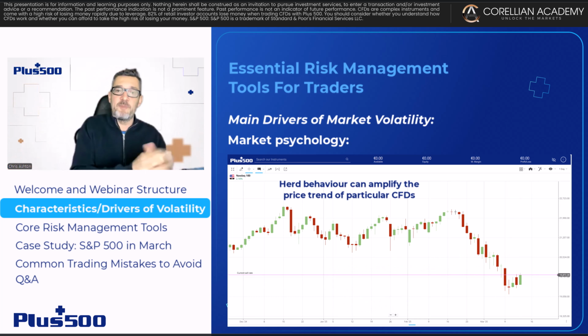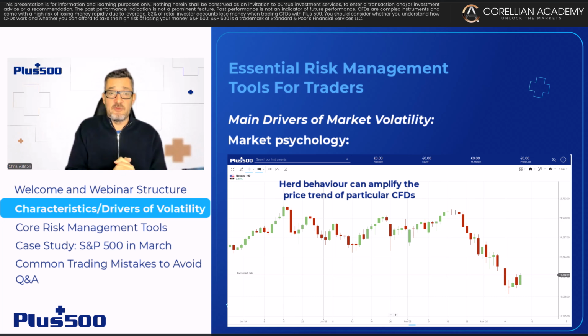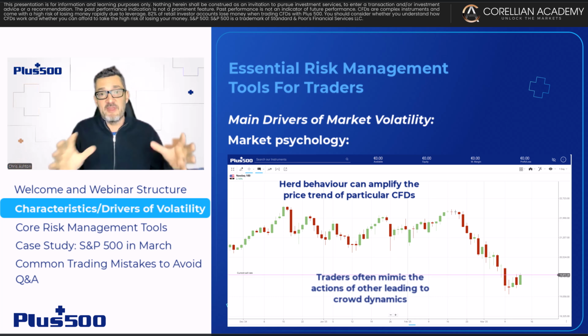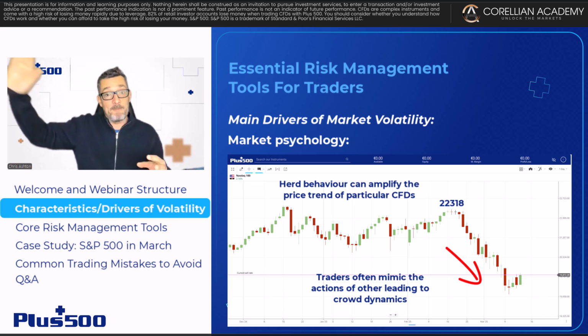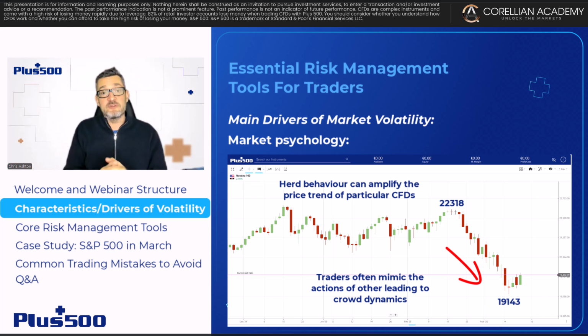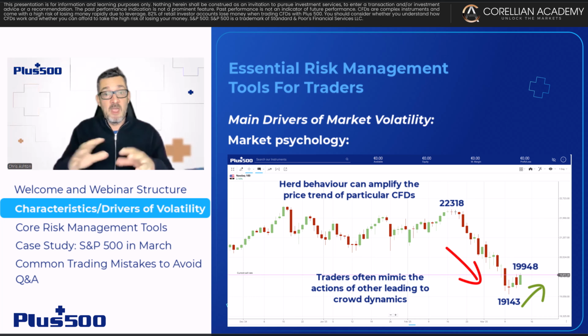There is also herd behavior to consider. This can lead to overreactions in the price of particular instruments. Traders often mimic the actions of others, leading to crowd dynamics where particular trends in certain CFDs can be amplified. This self-reinforcing loop can push prices far away from fundamental values before that correction sets in.